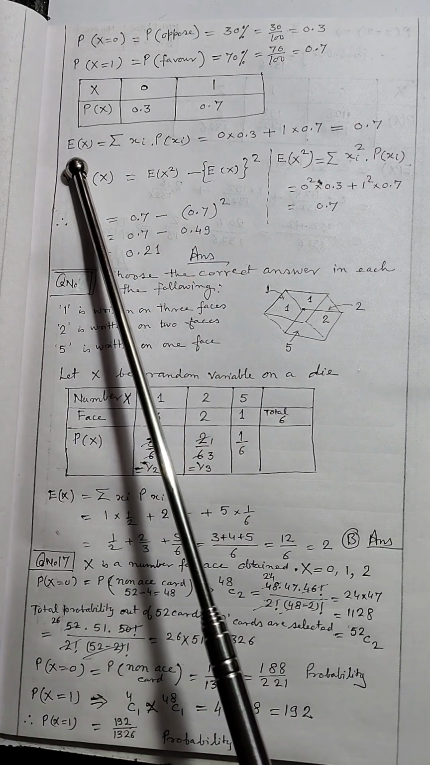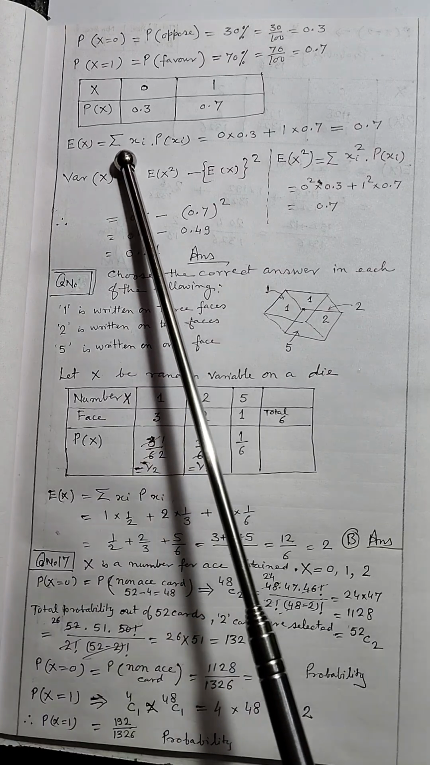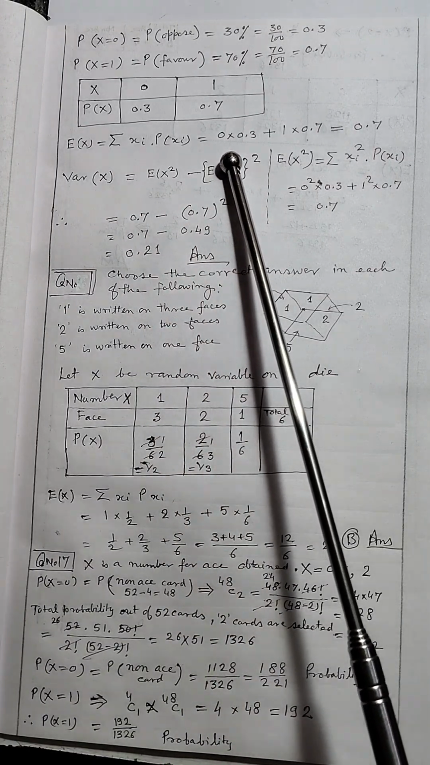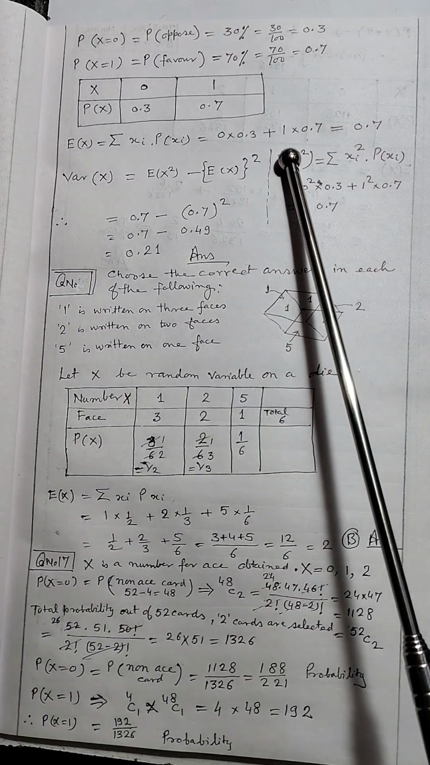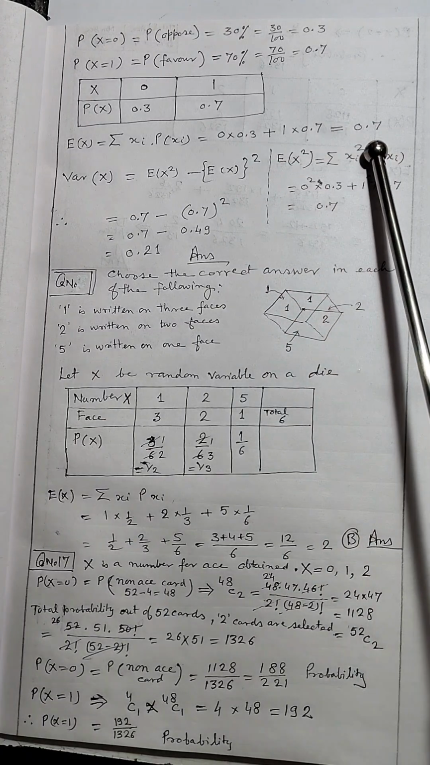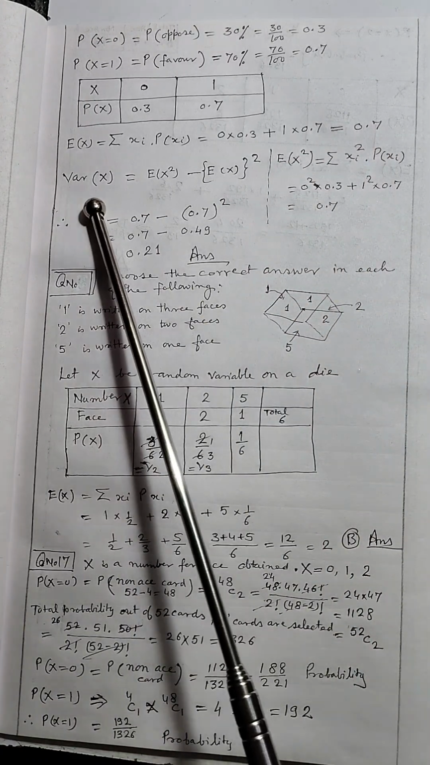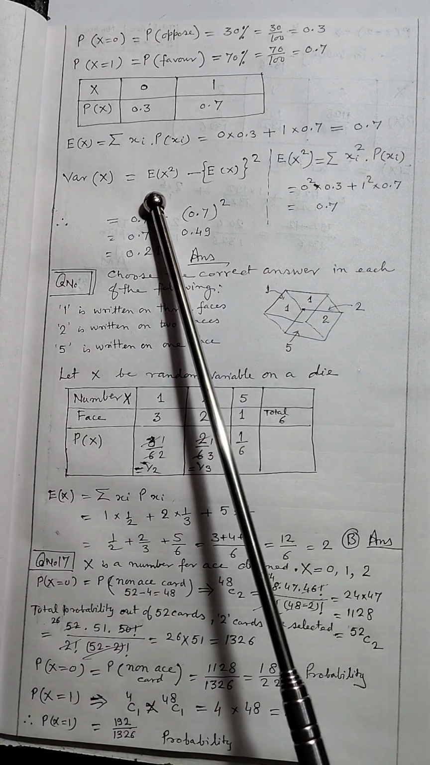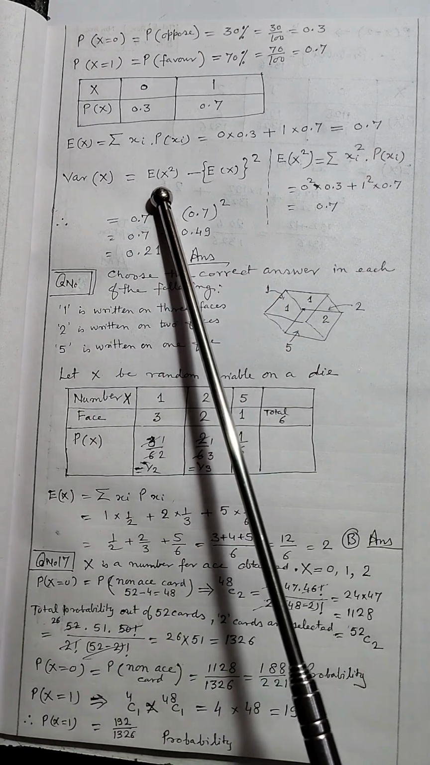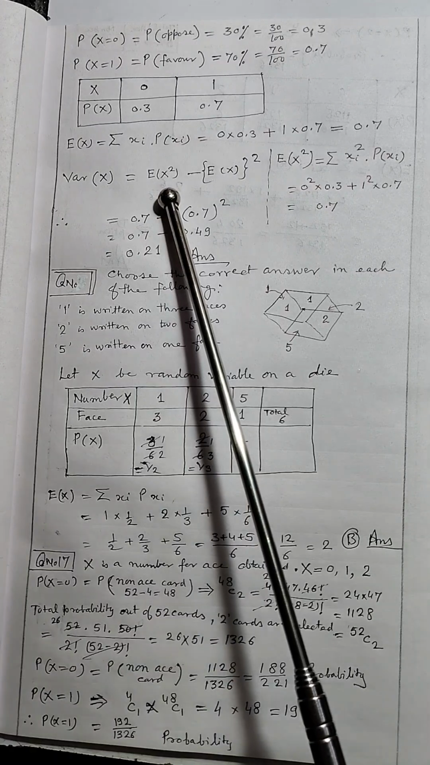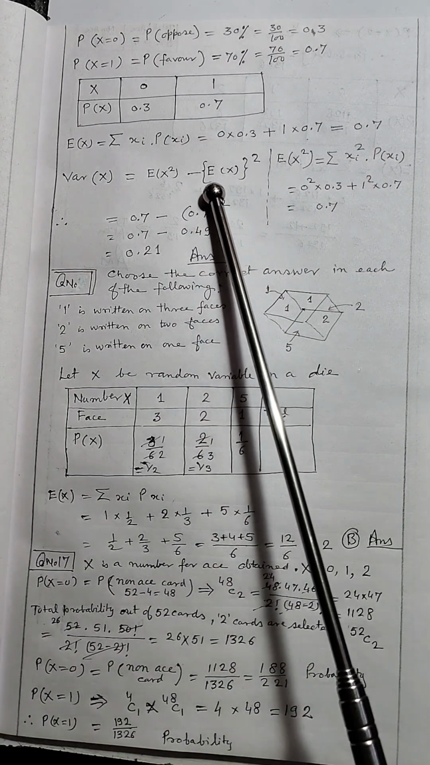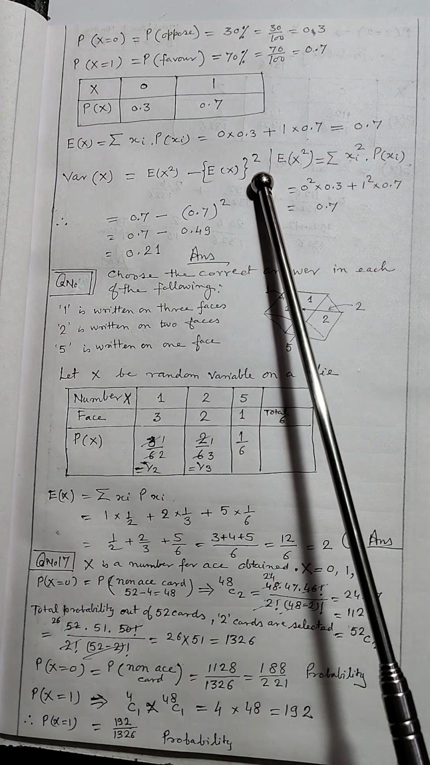The expected X means the mean. The summation of Xi into P(Xi), this will be the formula. So 0 into 0.3 plus 1 into 0.7, that will be equal to 0.7. Variance of X will be equal to E of X square minus E of X whole square, that is the mean whole square.